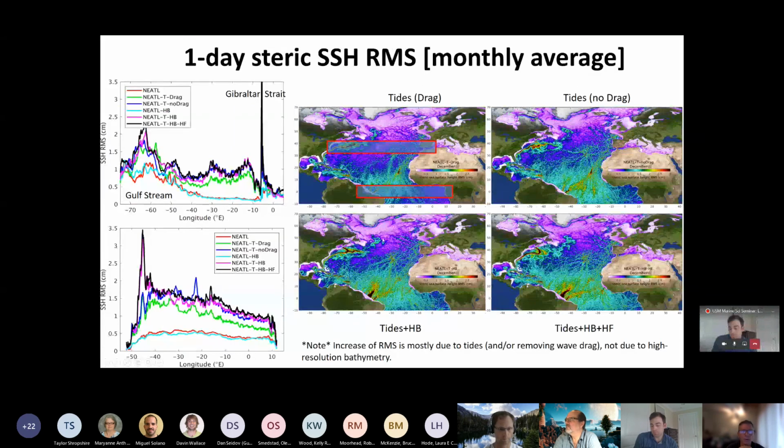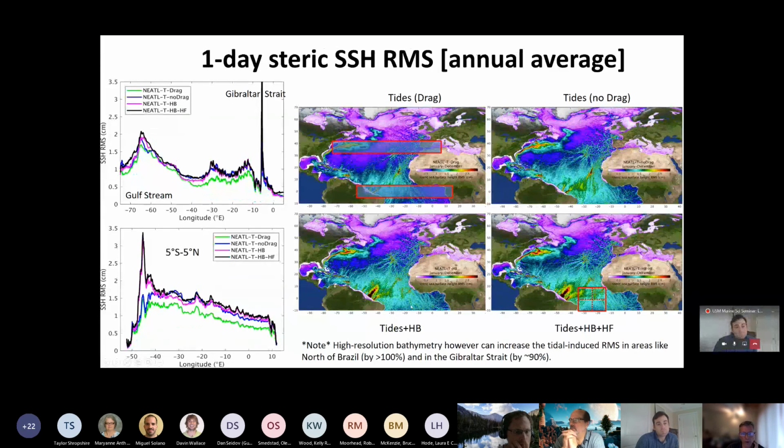So what can be done is just to show the impact. In blue and red here at the bottom is without the tides, and you see that the increase in steric sea surface height RMS is quite strong throughout the whole width of the domain, with a stronger point due to the tides of the Med in the Gibraltar. And if you do the same thing for the equatorial band, it's more in the region of the Amazon here, where you see a very strong signal.